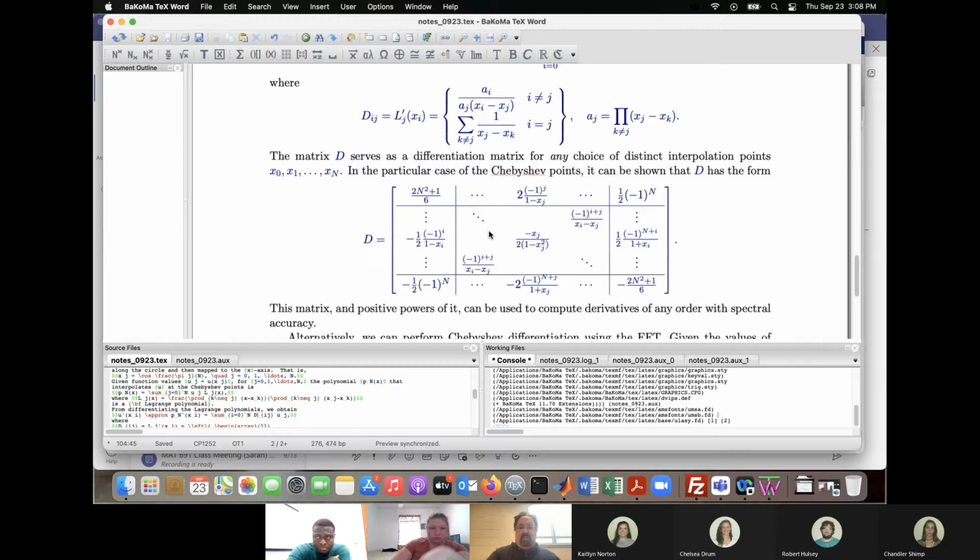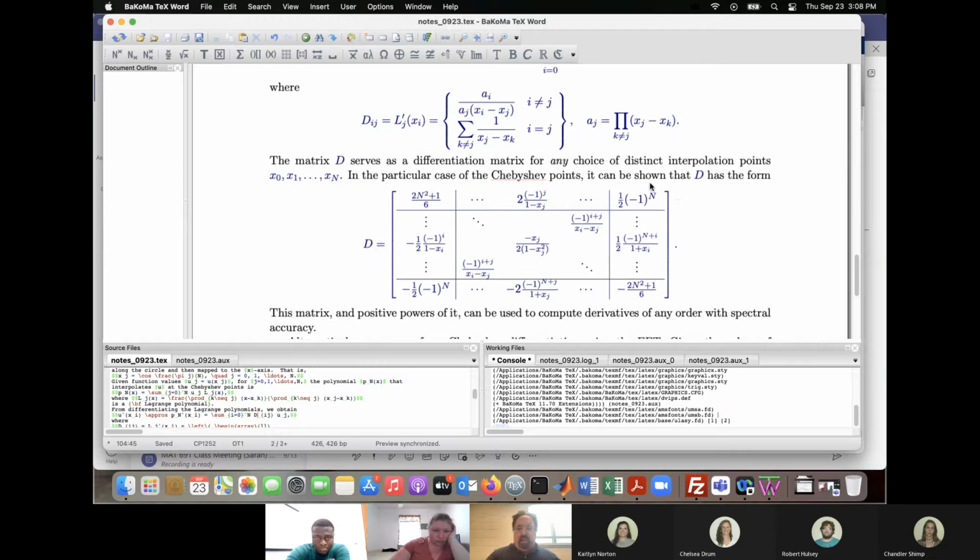So if you have a vector of values of u, then you can multiply that u vector by this matrix, and you get values of u prime at those same grid points. If you multiply by D again, then that's the second derivative. So you can take powers of this matrix and get differentiation matrices for higher order derivatives.